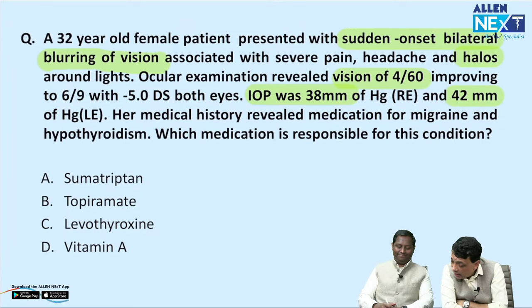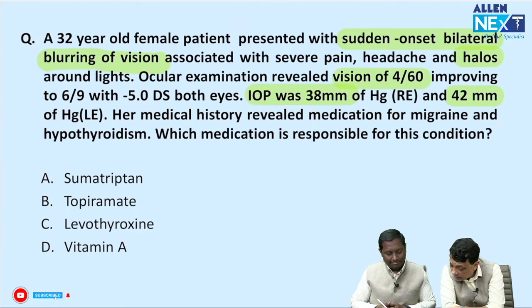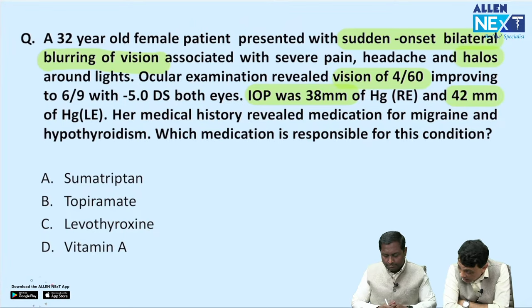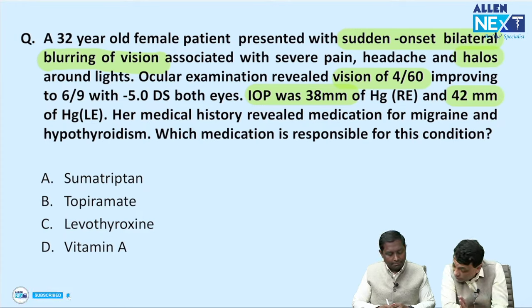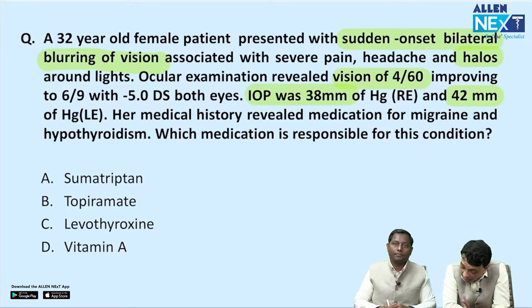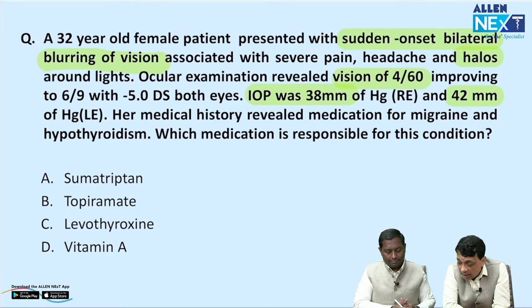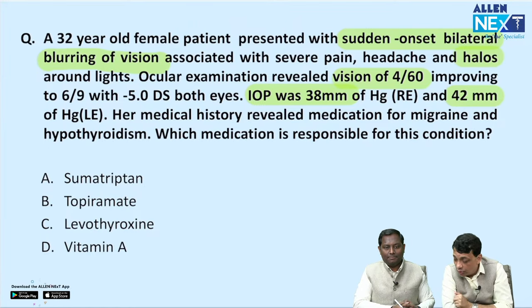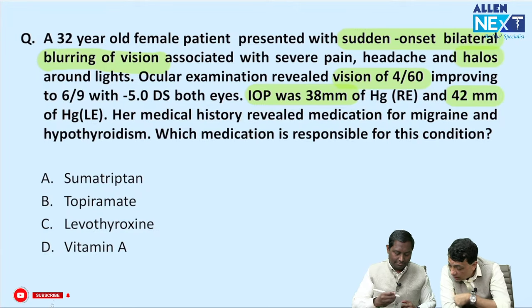A 32-year-old female can have migraine and hypothyroidism, which is pretty common in females. Which drug is responsible for this condition? Now, first of all, we have to diagnose the condition. Look at that. Blurring of vision, colored halos, very poor vision, both eyes myopic, and high intraocular pressure. Because of pain and loss of vision with high intraocular pressure, this is acute angle closure glaucoma. Right. So the question is, which one of these drugs is well known to cause acute angle closure?